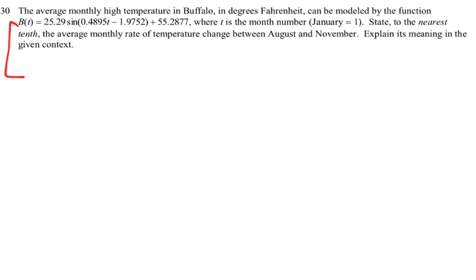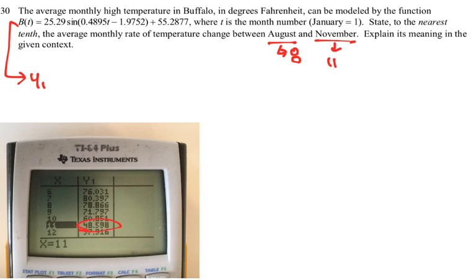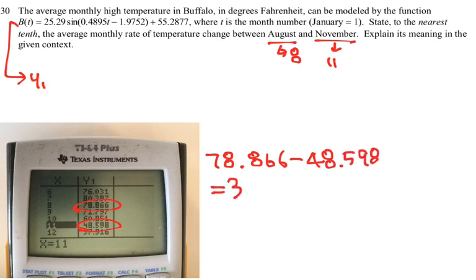So here we're looking for the average monthly rate of temperature change between August and November. I put that into y sub 1, then August will be 8, and November will be 11. As you can see, I went to the table and looked for those two values. So basically what I'm doing is finding the slope. First I found the change in temperature, which is 78 minus 48. Then we get about 30 point some value here.